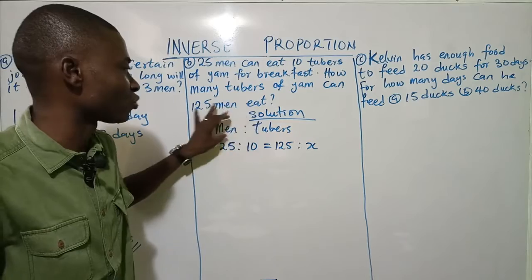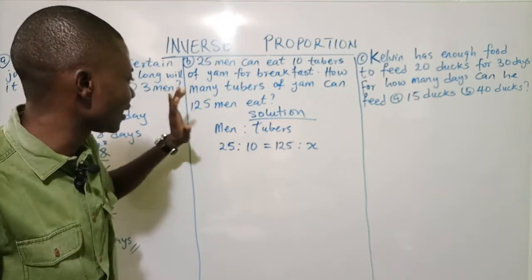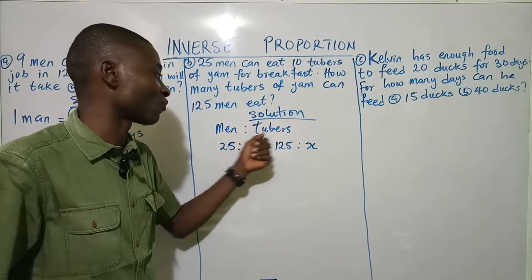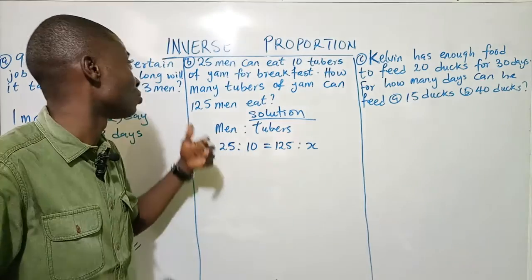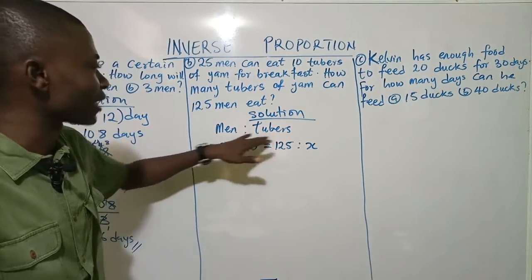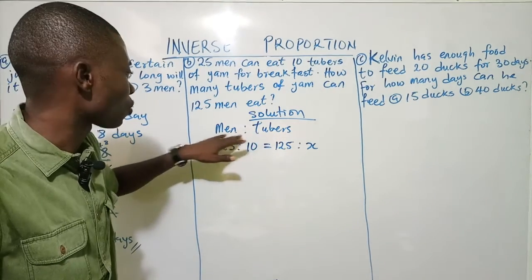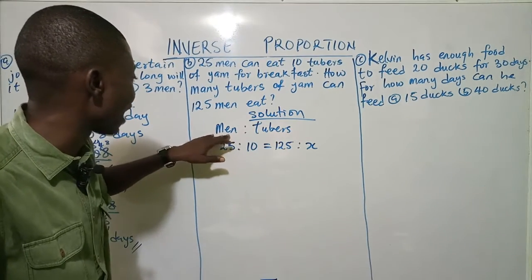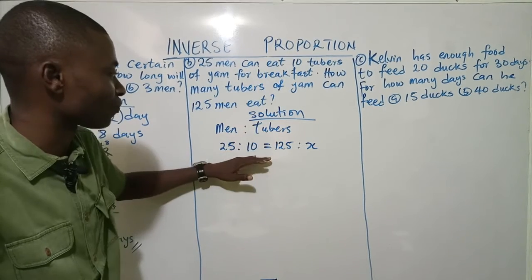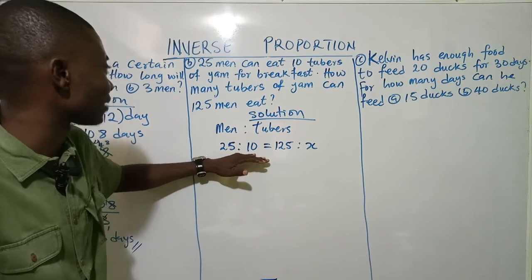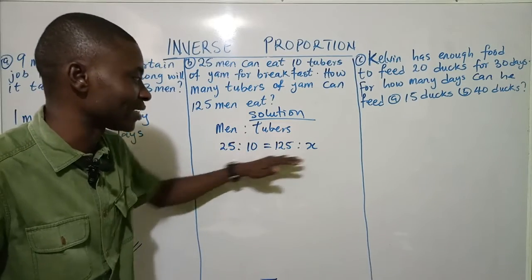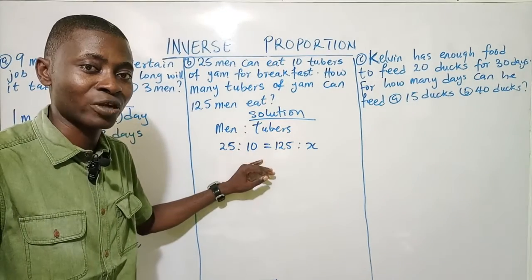You just identify the two quantities we are talking about here. In this case, we are talking about men and tubers. How many tubers of yam can men consume, either 25 men or 6 men or 1 man or whatever. Comparing this now, we have 25 men consuming 10 tubers of yam. Now the question asks how many tubers of yam can 125 men eat? So equating it like this, we can answer our question.